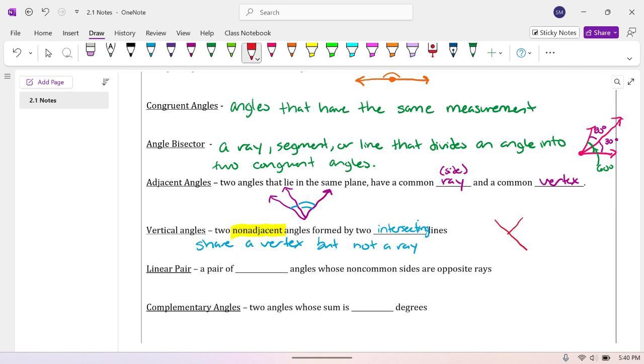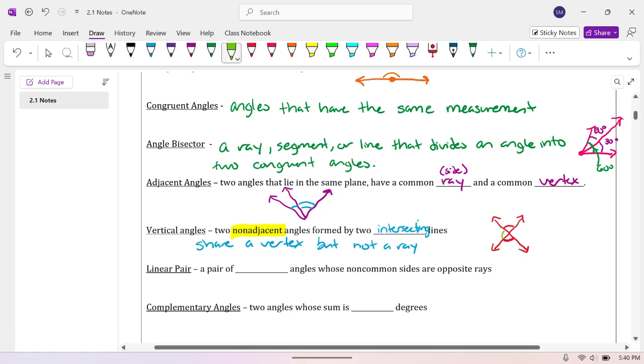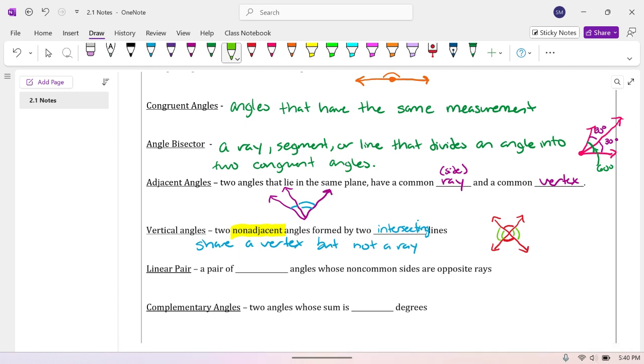Now, I like to say that vertical angles look like X's. So for example, these two angles right here would be vertical angles. These two angles right here would also be vertical angles. And vertical angles are congruent. So if you have two pairs of vertical angles, or a set of vertical angles, those two angles are congruent.